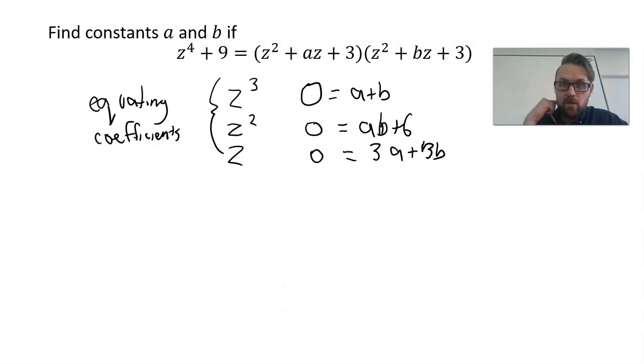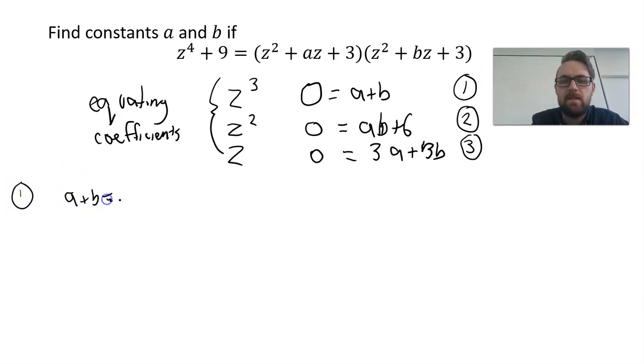All right, so I've just moved up a little bit to give us some room. And what I'm going to do is just label this first equation as 1, the second one as 2, and the third one as 3. Now, for equation 1, we've got a plus b equals 0. That's the same as 0 equals a plus b. So if I rearrange this, I will get a equals negative b.